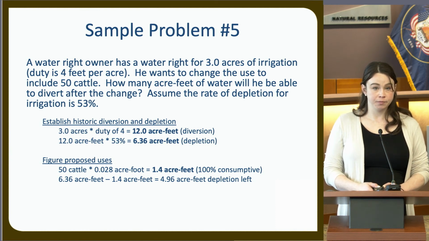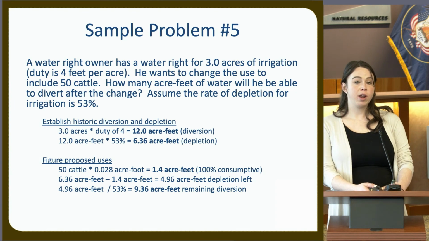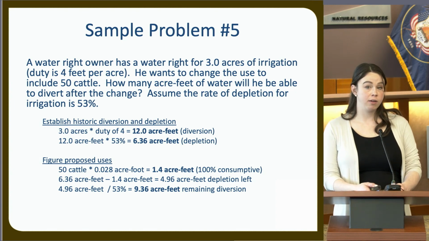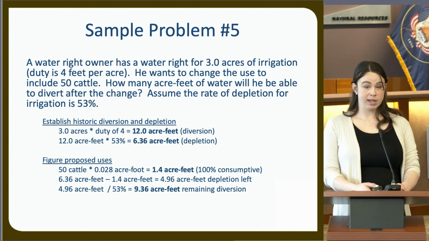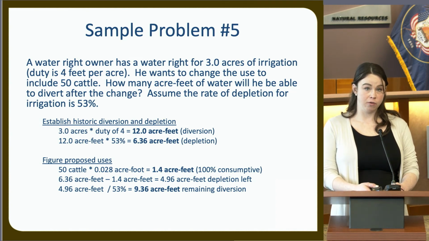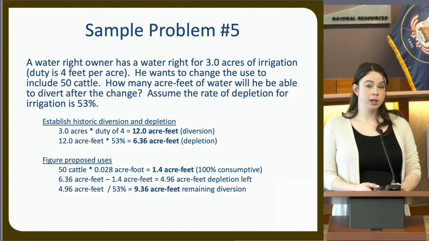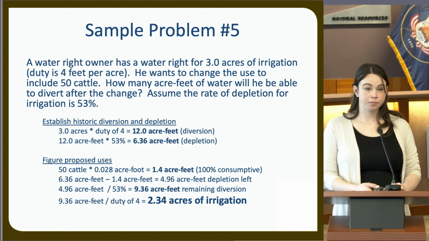So 4.96, that's what we have left on the depletion. This time we're going to divide by that 53% depletion value for the crop. He has 9.36 acre feet remaining. Divide that by the duty, and he can now irrigate 2.34 acres.